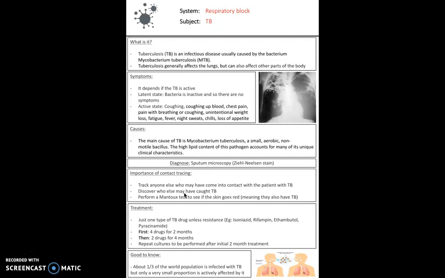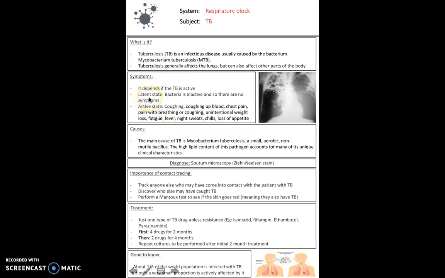TB is something that was placed quite a lot of emphasis on in lectures and also in therapeutics lectures. However, here I'm just going to cover the basic background to TB. It's an infectious disease caused by the bacterium Mycobacterium tuberculosis. It generally affects the lungs, but it can also affect other parts of the body as well. What's really important about TB is it has two states which you need to be aware of.